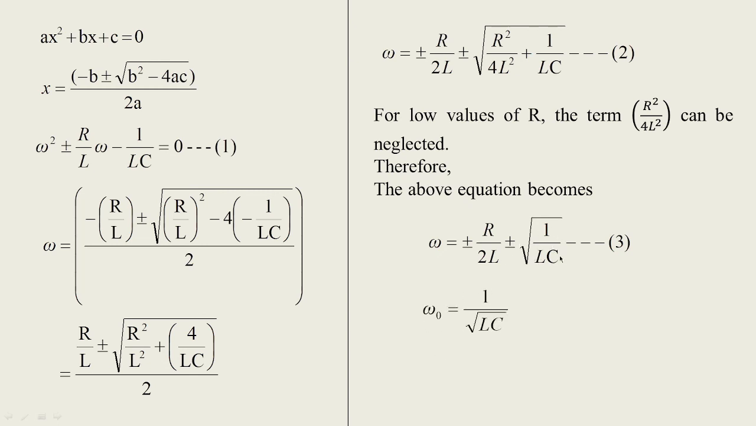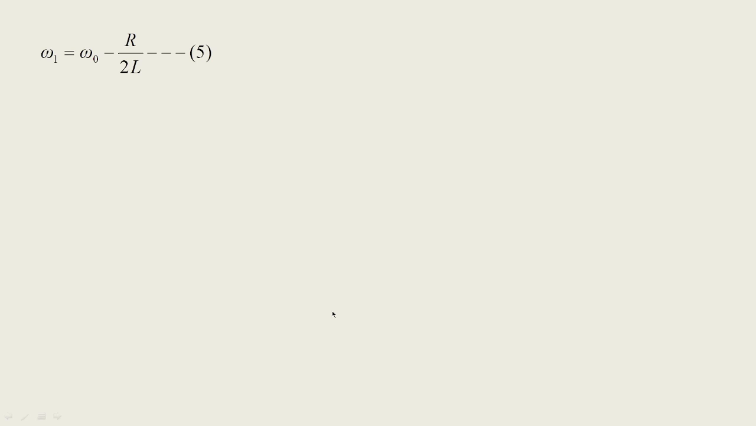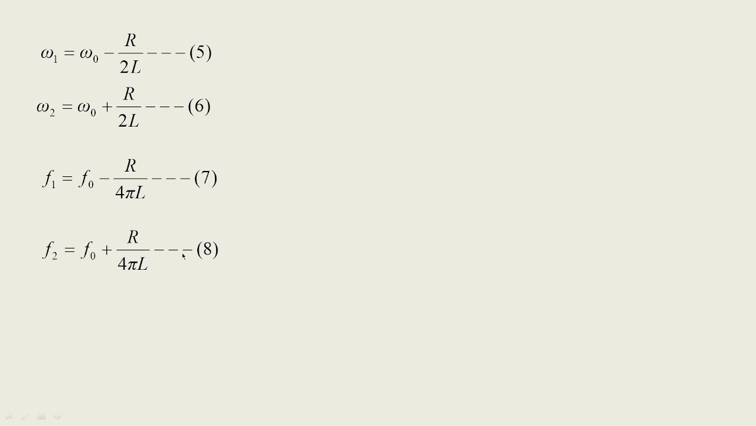So if we substitute the resonant angular frequency in this equation 3, we are going to get the actual frequency, which is equal to plus or minus R by 2L plus resonant frequency. So I can get the value of lower cutoff frequency and upper cutoff frequency from this equation 4. So the lower cutoff angular frequency is obtained as omega naught minus R by 2L, and the upper cutoff angular frequency as omega naught plus R by 2L. So natural frequency f1 and f2 can be obtained as equation 7 and 8.